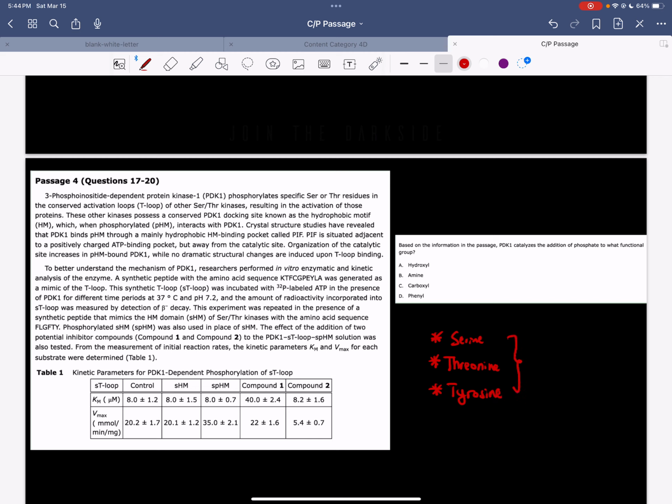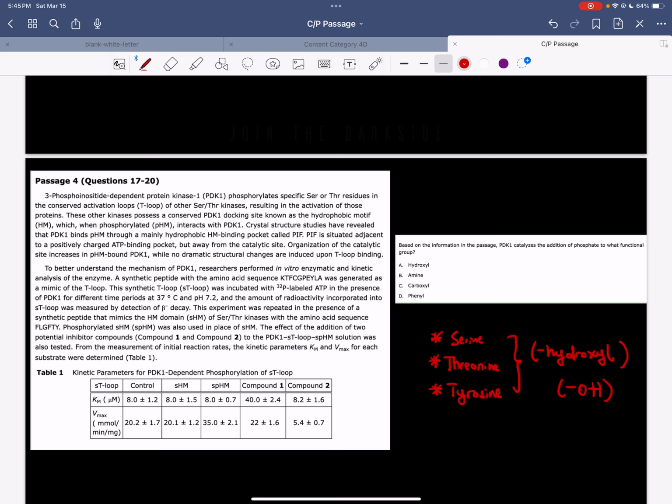And the reason they can be phosphorylated is because they contain a hydroxyl group, which has OH. It's like alcohol. That's the functional group on an alcohol. So basically, that is all I needed. But let's answer the question. The question says, based on the information in the passage, PDK1 catalyzes the addition of phosphate to what functional group? So I already answered the question, but let's use the passage again.